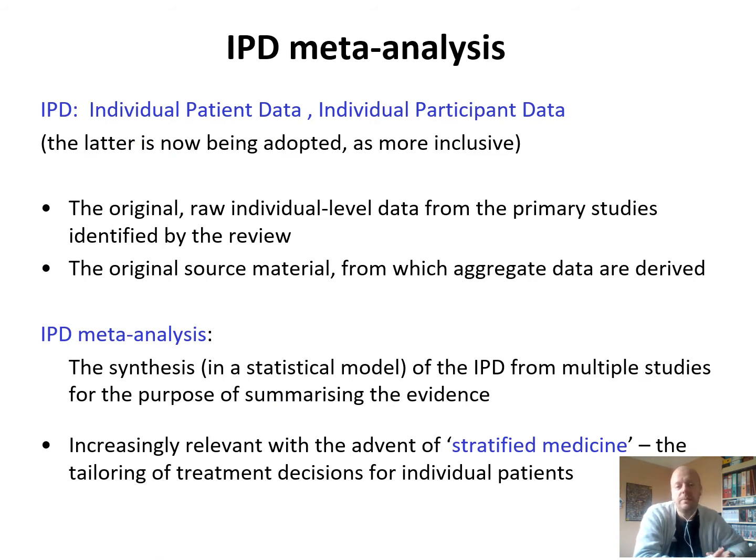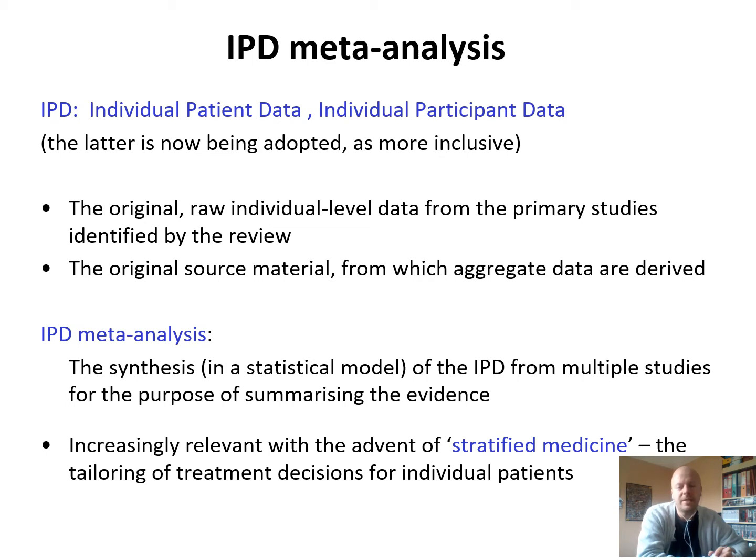So IPD meta-analysis. IPD stands for individual participant data. We used to call it individual patient data, but obviously people who contribute to research are participants, and so individual participant data is a much more inclusive and broader term that's now being adopted. This is the original raw data from primary studies that we're trying to collect and synthesize. And today I'm focusing on the meta-analysis bit. There's maybe a couple of years, maybe even more, to obtain and clean data for an IPD meta-analysis project. But here I'm focusing on the statistical approach to synthesize the data.